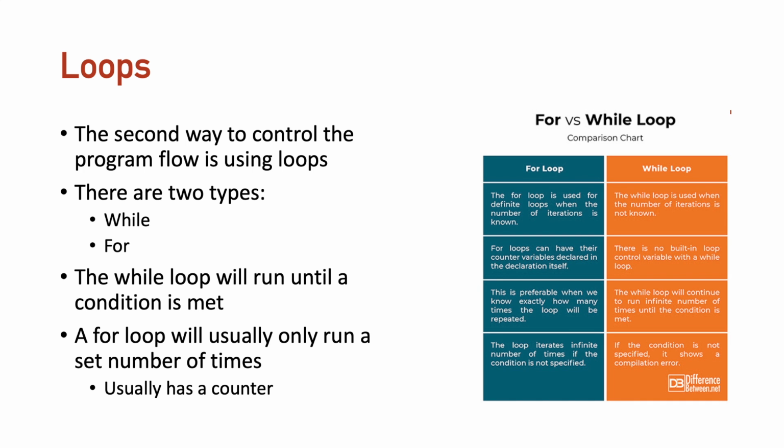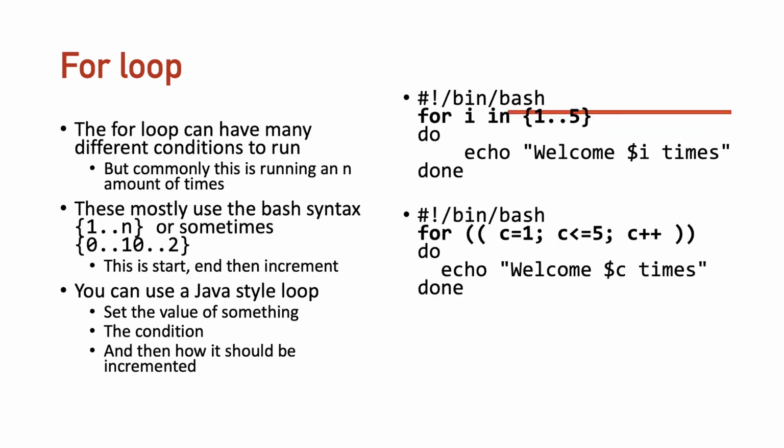So it usually has a counter, which says, okay, run this 5 times, run this 6 times, etc. So the real difference is whether or not you know how many times it has to run. If you don't know how many times it has to run, you want a while loop. If you do, you want a for loop. That's a general way of looking at it.